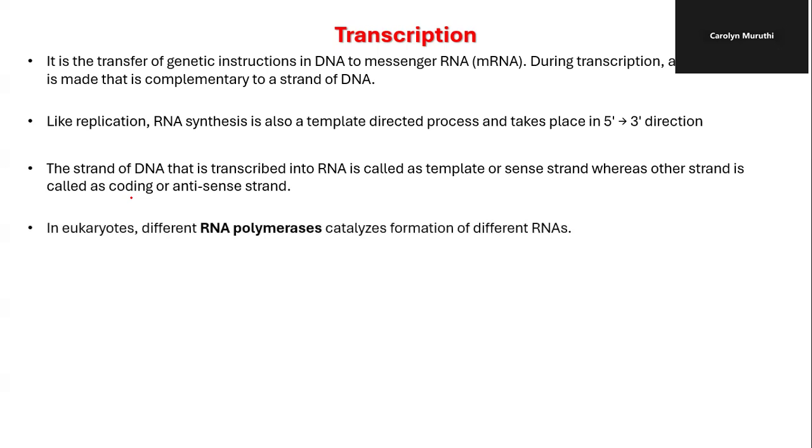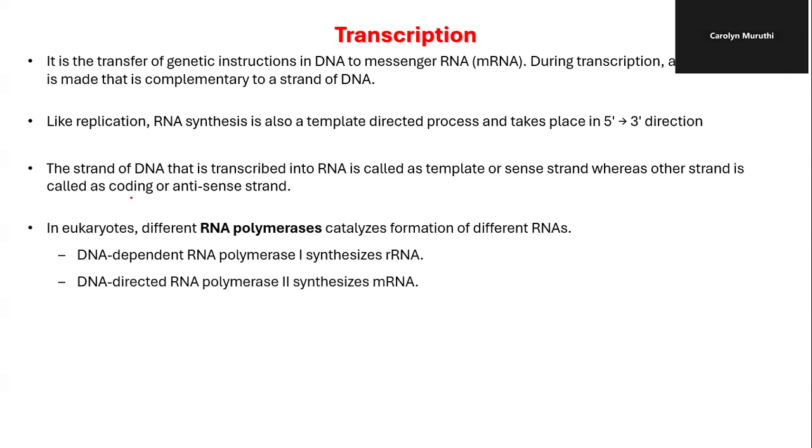In eukaryotes, we have 3 different types of RNA polymerases, which catalyze different RNAs. RNA polymerase I synthesizes ribosomal RNA. Polymerase II will synthesize messenger RNA, whereas polymerase III will catalyze the formation of transfer RNA. So let us look at the steps involved in eukaryotic transcription.